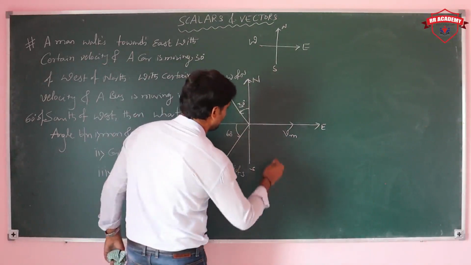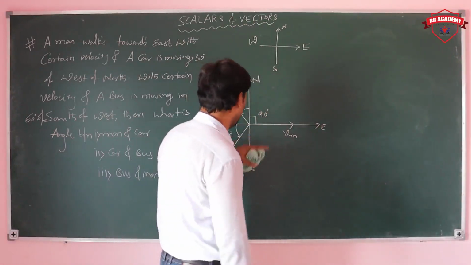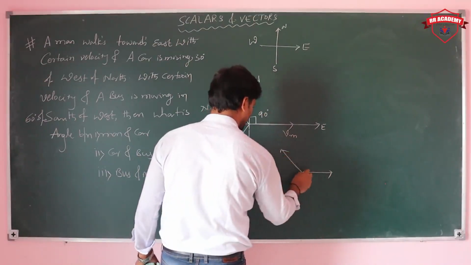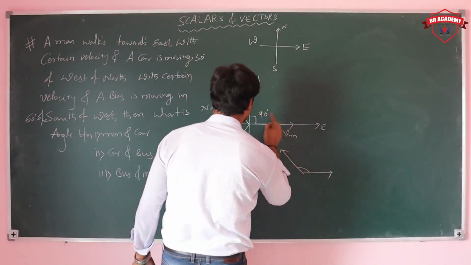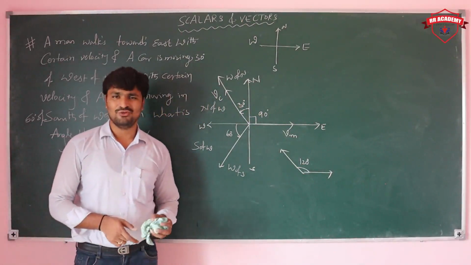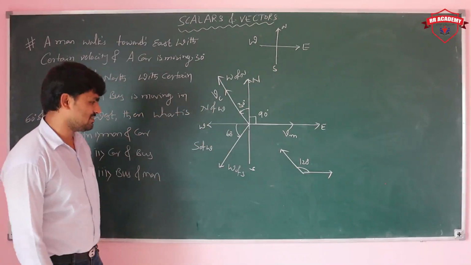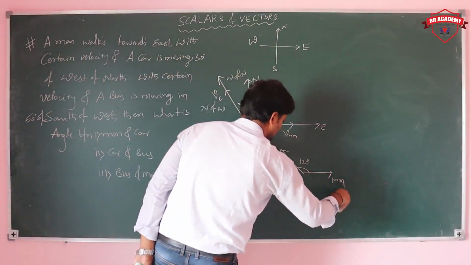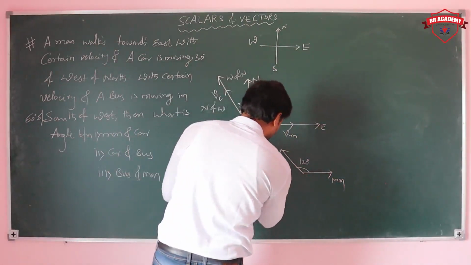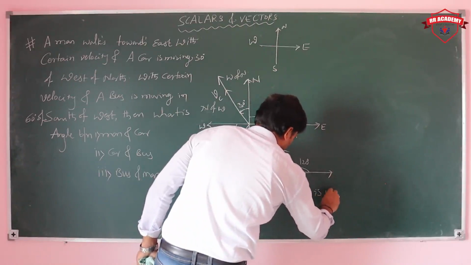Now see here. We know the angle between north and east is 90. Then the angle between man and car: this is car, and how much is this? 90 plus 30, 120. The angle between man and car is 120. Then what is the angle between car and bus? This is man and car. How much? 120. The angle between man and car is 120.